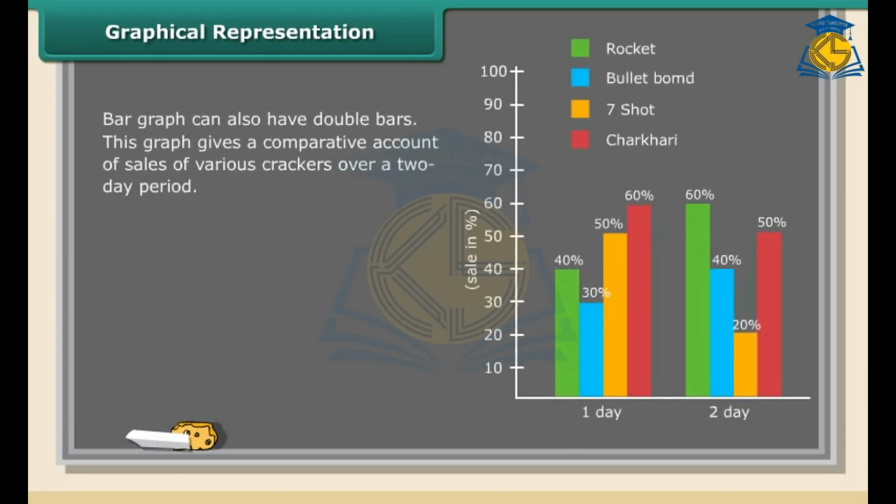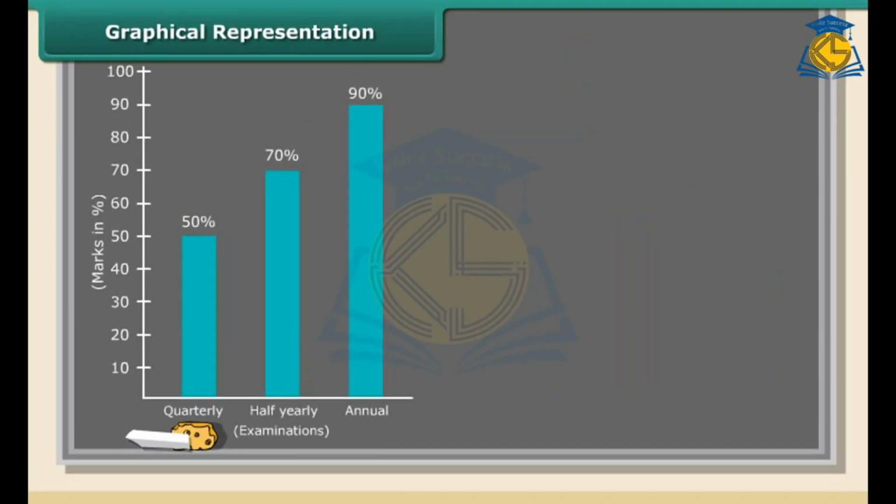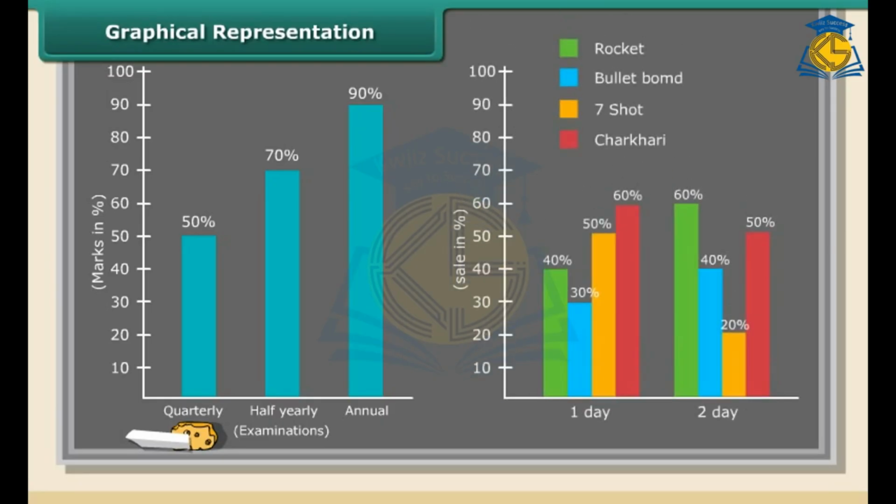Bar graph can also have double bars. This graph gives a comparative account of sales of various crackers over a 2-day period. From the above graphs, first graph shows the comparison of 3 examinations of a student. Second graph shows that 4 varieties of crackers sales in 2 days.